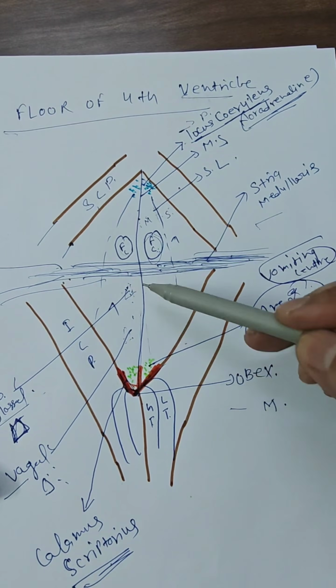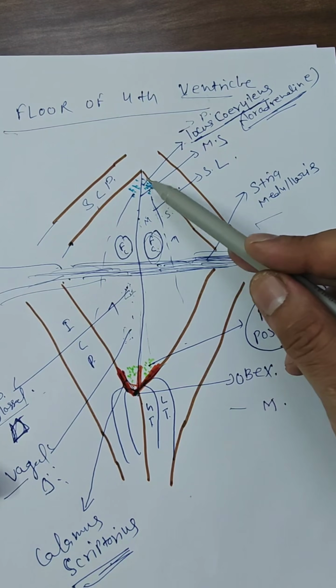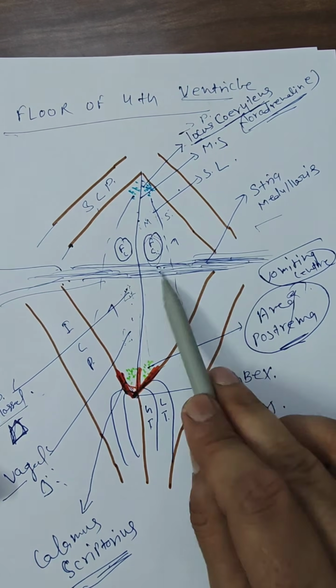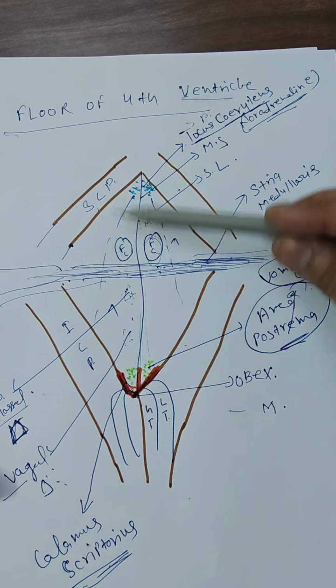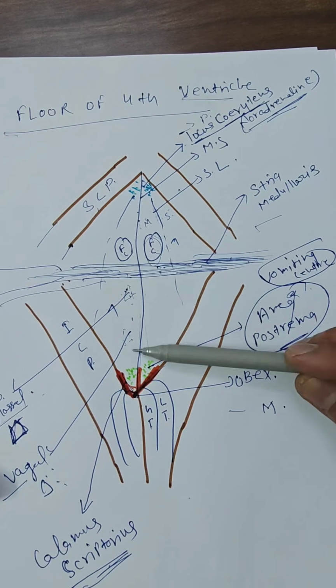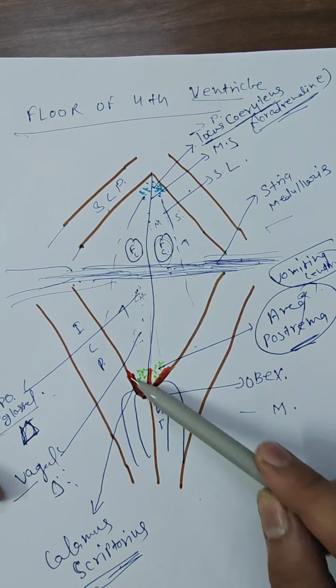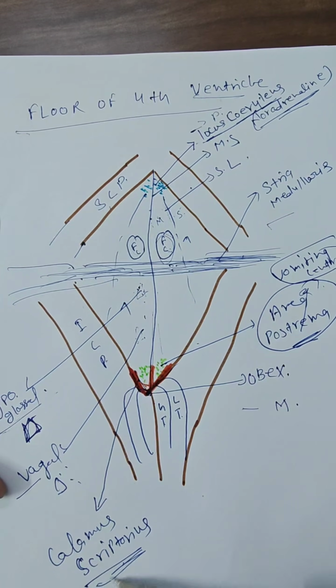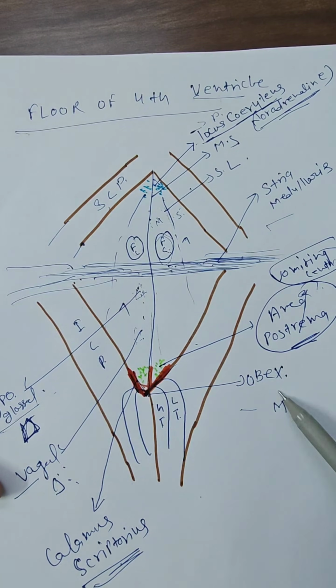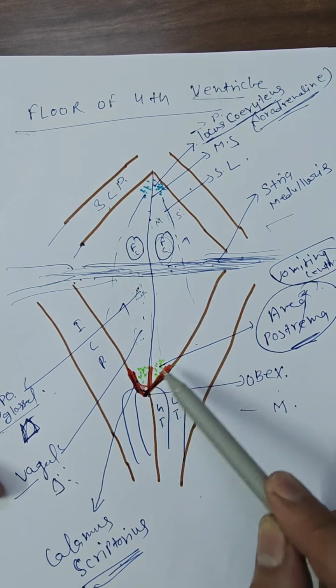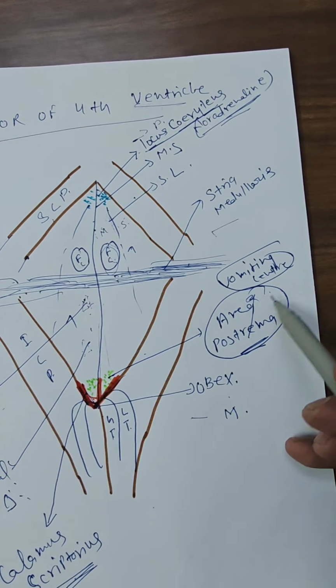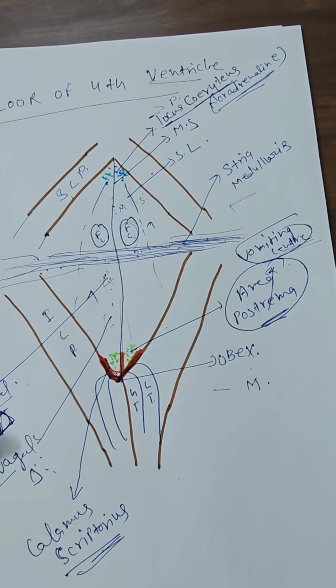Again, median sulcus, sulcus limitans, locus coeruleus, facial colliculus, striae medullares. This upper part is formed by pons, this lower part is formed by medulla. Tip of pen, this structure is calamus scriptorius, this pointed part is obex, and this area is area postrema. Here we have vomiting center.